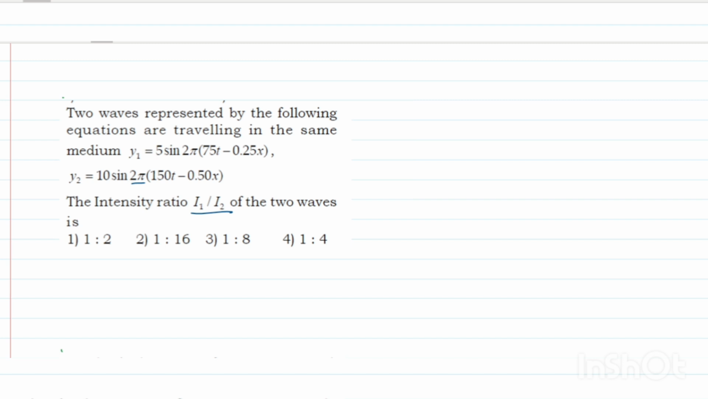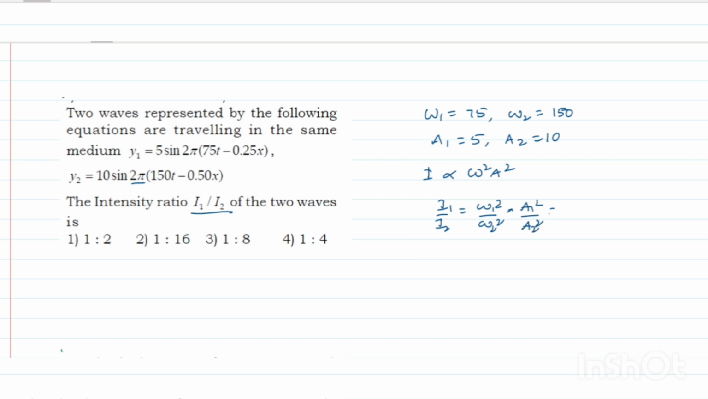So here intensity, in the first equation omega 1 is given as 75, students, and omega 2 is given as 150, and here the first one amplitude is given as A1 equal to 5 and A2 you can take as 10. The ratio of the intensity means intensity in terms of angular frequency, the relation will be omega square into A square. Then it's nothing but I1 by I2, which you can write as omega 1 square by omega 2 square into A1 square by A2 square, students.